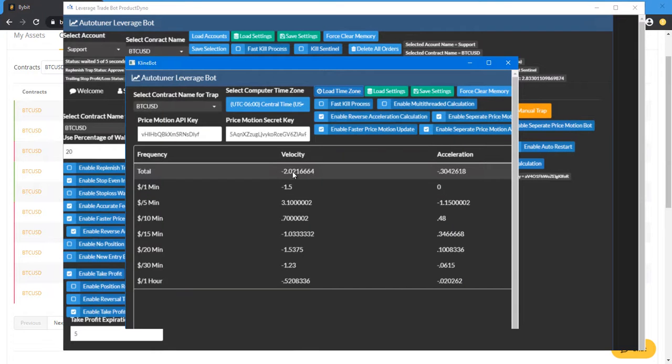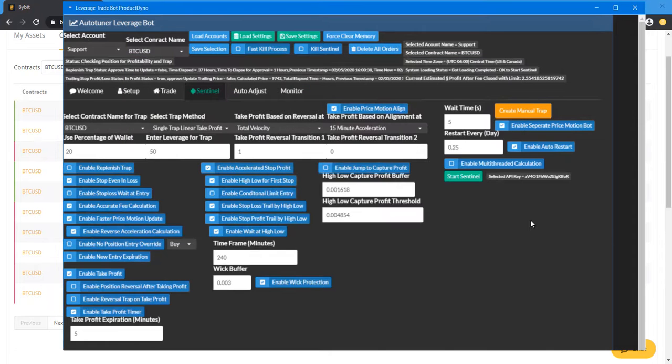Basically, if the total velocity is a dollar or less, that means it's starting to curve up. Right now it's curving up, and if the acceleration is also positive on the 15 minute, that fires the signal to sell. That way, as it's getting less and less, we can see it curve up a little earlier and then fire that signal to sell. So set that up for your leverage trapper bot right there.